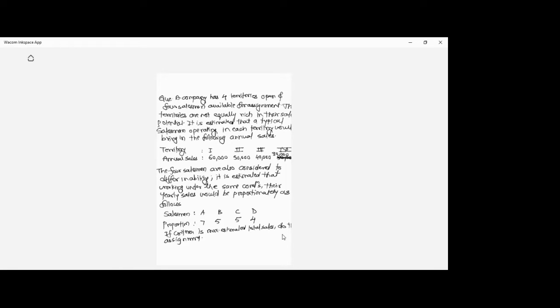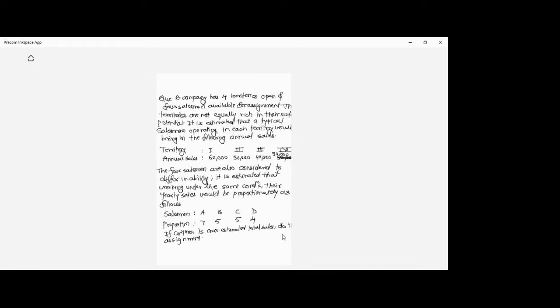So territory 1 will produce 60,000 sales, 2 will produce 50,000, 3 will produce 40,000, and 4 will produce 30,000. They are saying that the 4 salesmen are also considered to differ in their ability. That is very obvious, none of these salesmen will have the same abilities. So it is estimated that working under the same conditions, their yearly sales would be proportionately as follows.